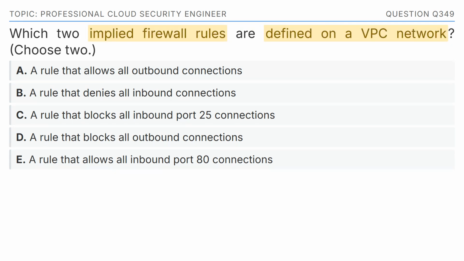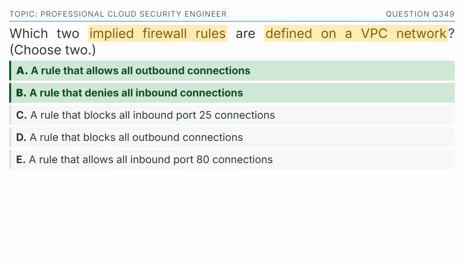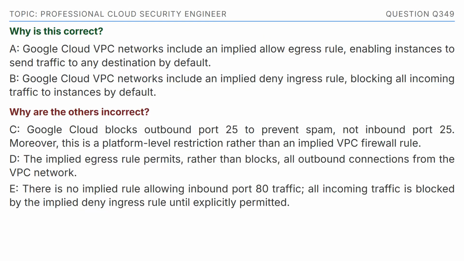To arrive at the correct answer, we focus on the keywords: implied firewall rules, defined on a VPC network. The correct answers are Option A, a rule that allows all outbound connections, and Option B, a rule that denies all inbound connections. Why is this correct?